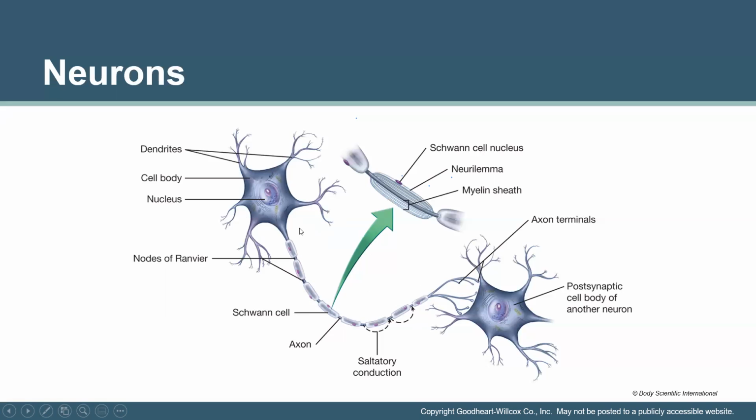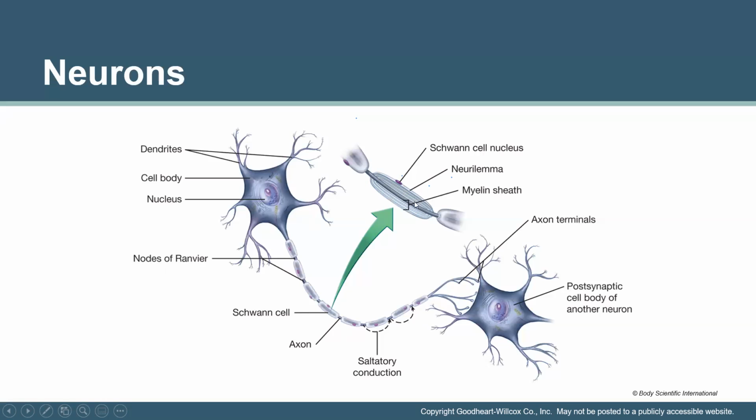These specific myelinated axons are created from what's called a Schwann cell. In between each Schwann cell, we have a little cleft called the node of Ranvier. This also will help with the speed of the conduction.